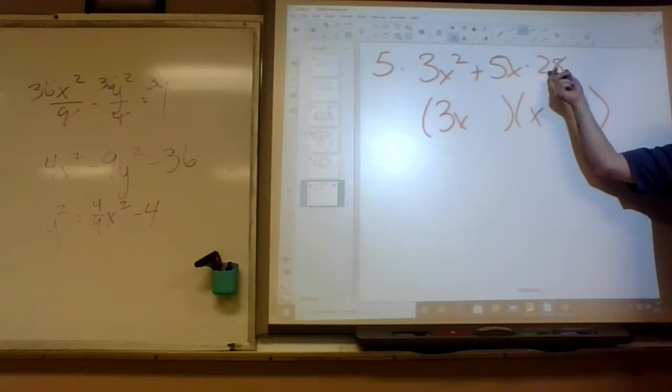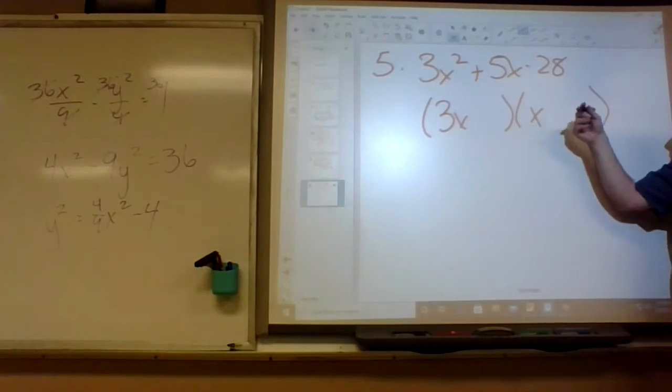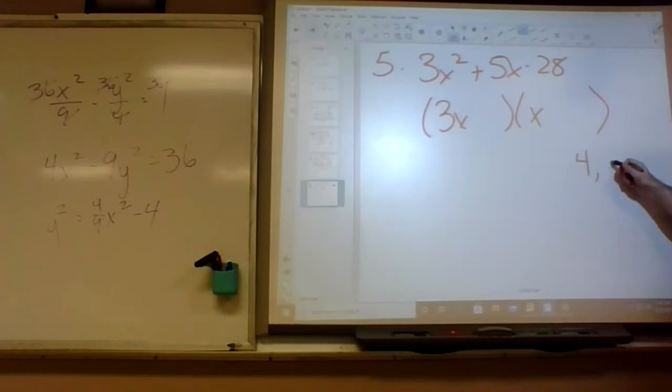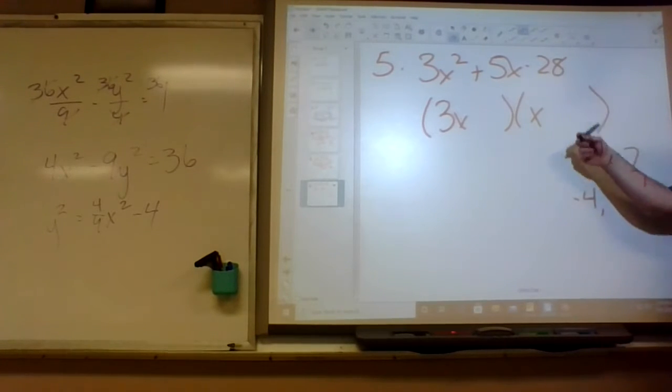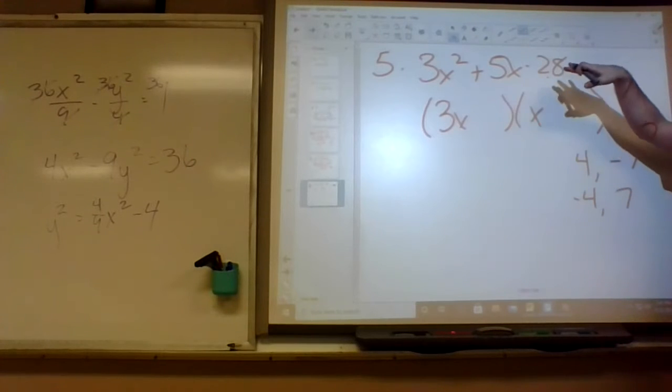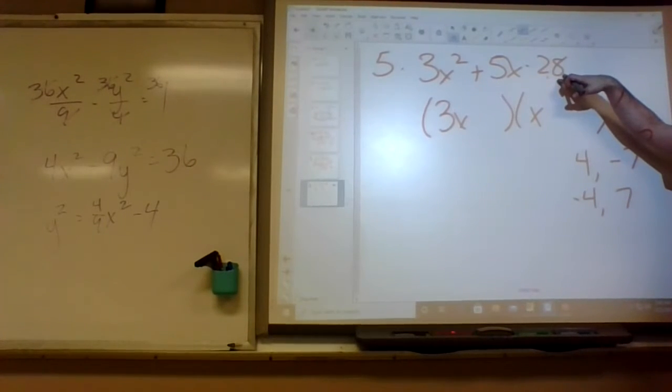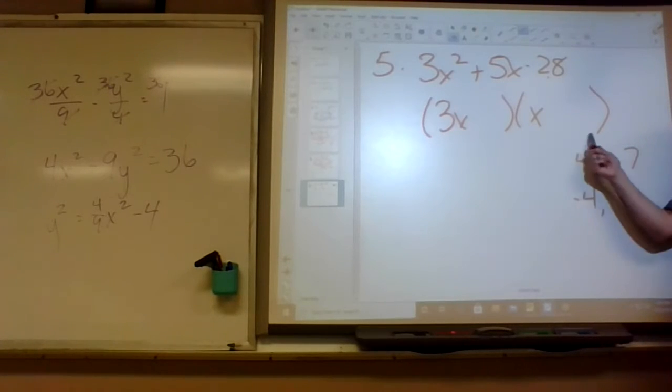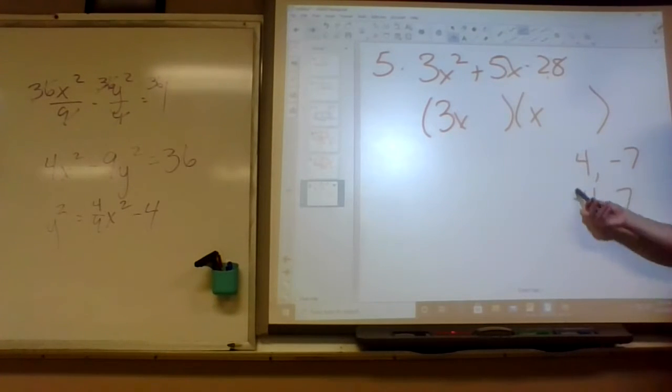Okay, you've got some options on this one. What might go in the back? 4 and 7, or negative 4 and 7, 4 and negative 7, or maybe negative 4 and 7. Could be. What else? It's probably going to be one of these, but what else could it be? 1 and 28. Not likely. Say another one. 2 and 14, right? Okay. Usually they like the ones towards the middle, so this is probably going to be one of these.